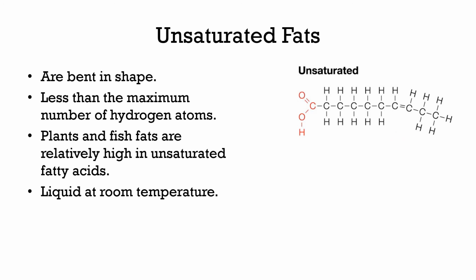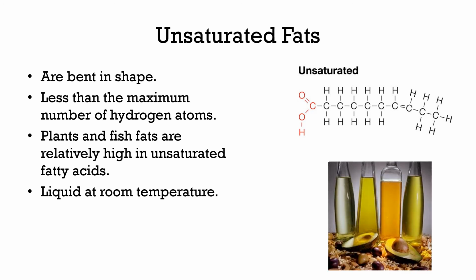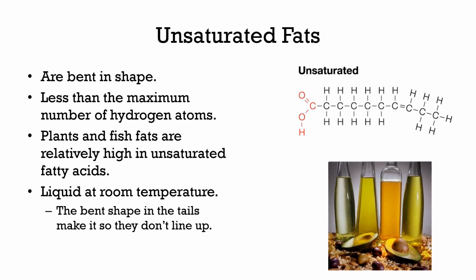So when you're thinking of unsaturated fats, think olive oil or any of those vegetable oils, things that are liquid at room temperature. So plant oils are a good example of this. Okay, so the bent shape in the tails make it so they cannot line up. You could take an unsaturated fat and lower the temperature enough that it probably would start to freeze and be solid, but at room temperature it will be liquid.